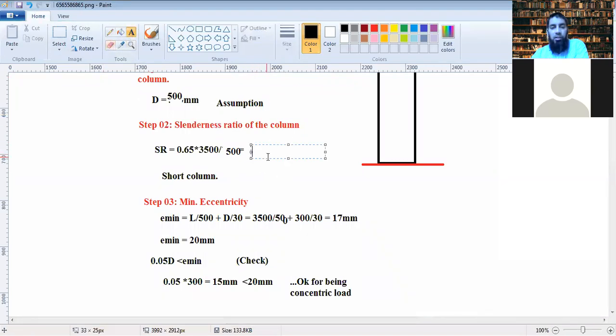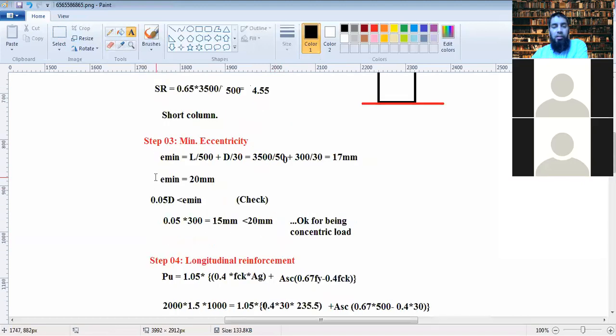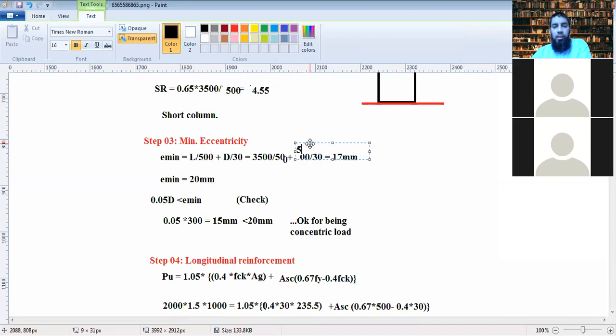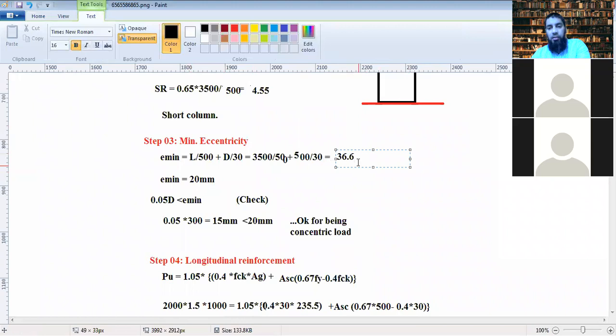Has anyone else also done it? Is it right? 4.55. Then step number 3, what was the minimum eccentricity that you got? 500 here. 36.67.